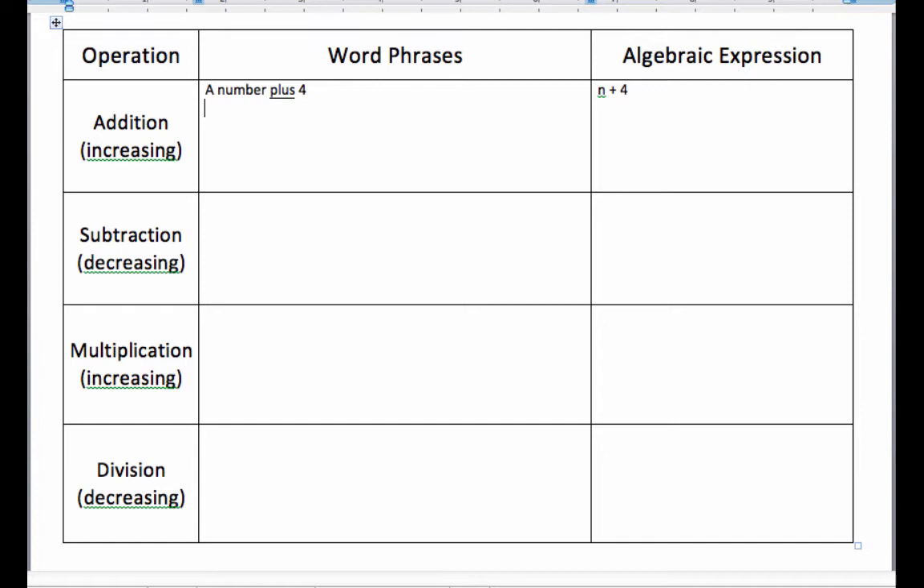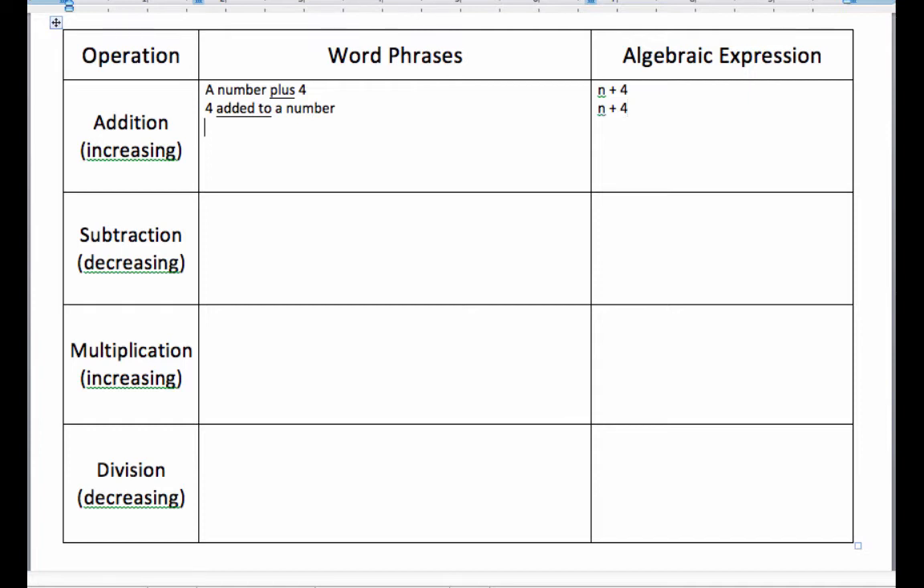Another way to write that same algebraic expression with a different word phrase could be something like this: 4 added to a number. We're going to go ahead and underline added to. Those are our important clue words. And for our algebraic expression, in this case, we're going to write n plus 4 because a number is what we're starting with, and then we're adding 4 to that.